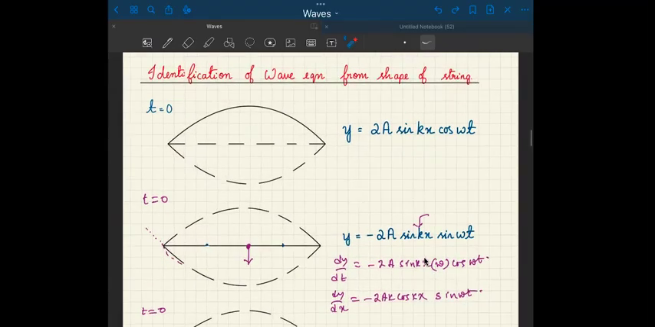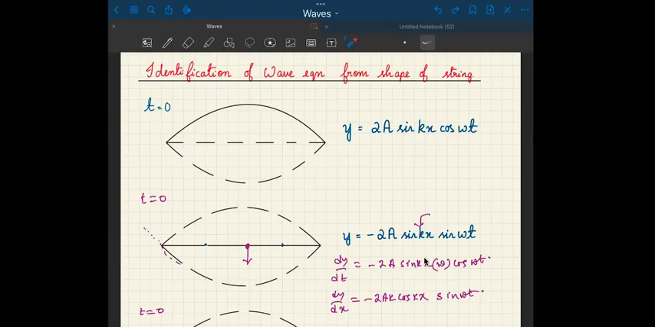Identification of wave equation from the shape of the string. You just have seen that at t is equal to 0, the shape is like this. Means the string is like this. Okay, undoubtedly everyone will say sin kx, no issues. Is it sin omega t or cos omega t?